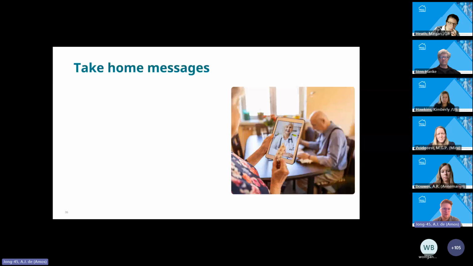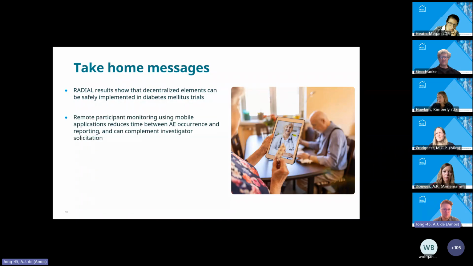So to wrap up this presentation, some take-home messages or conclusions based on the RADIAL trial. The RADIAL trial results show that decentralized elements can be safely implemented in diabetes mellitus trials. Remote participant monitoring using mobile applications, such as the study app that we implemented, reduces the time between adverse event occurrence and reporting, and can also be used to complement investigator solicitation.